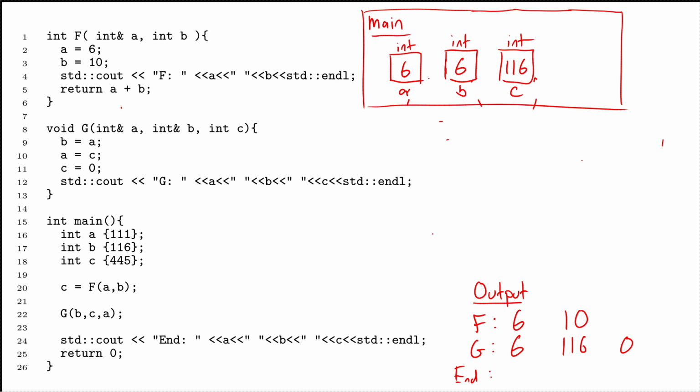The value of A in main is 6. The value of B in main is 6. The value of C in main is 116. And as usual, if I can make it all the way to the end, usually that very last print statement is pretty easy because I just have to print out all that I have left on my diagram.